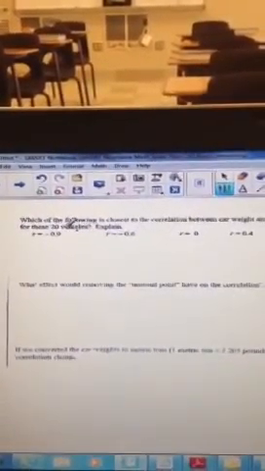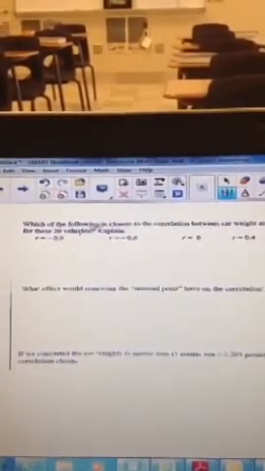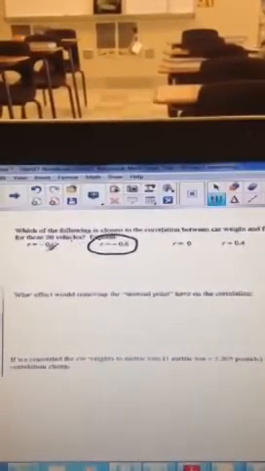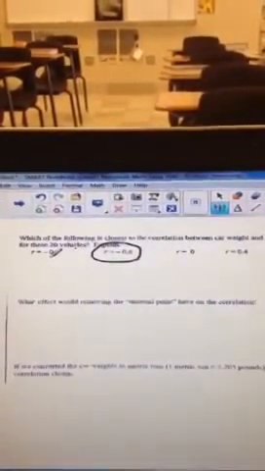We would expect the association to be negative, so that means the R value should be negative. The closest one is negative 0.6. Negative 0.9, the dots would be almost perfectly linear.